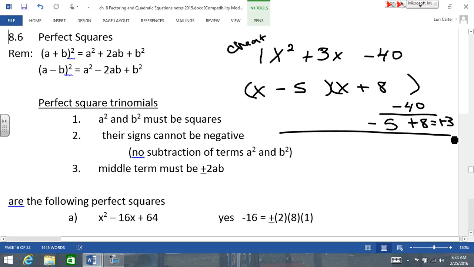Second kind, let's say we have 2x squared. You want a plus or a minus at the end? Minus. Let's do 12. Give me a 9.